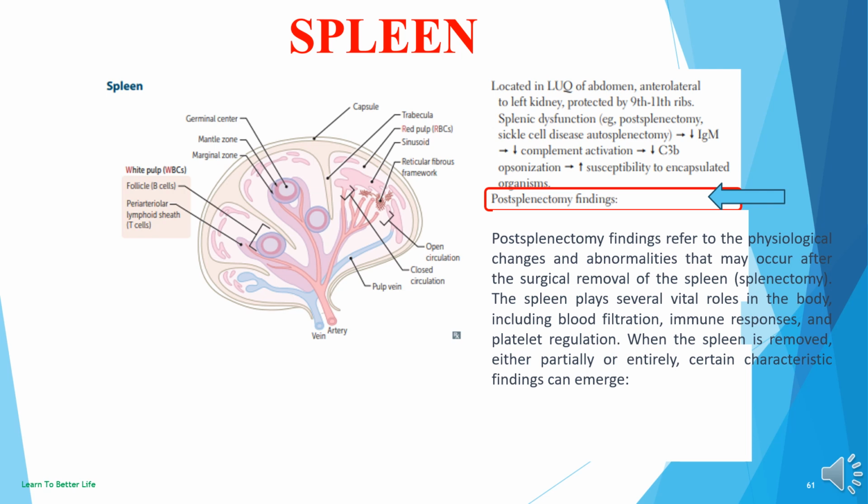Post-splenectomy findings refer to the physiological changes and abnormalities that may occur after the surgical removal of the spleen, splenectomy. The spleen plays several vital roles in the body, including blood filtration, immune responses, and platelet regulation. When the spleen is removed, either partially or entirely, certain characteristic findings can emerge.